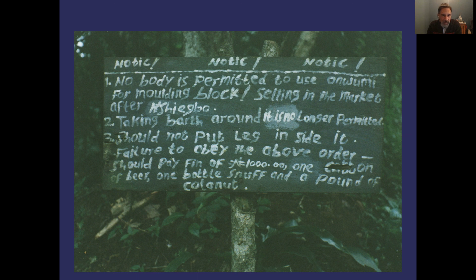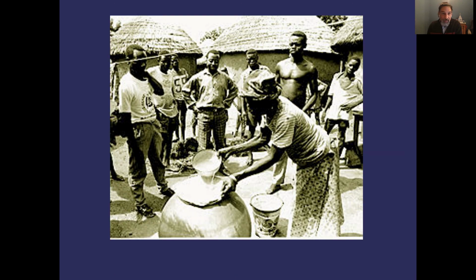Taking a bath around it is no longer permitted, and you should not put your leg inside the pond. For failure to obey the above order, you will pay a fine of 1,000 naira, which is a steep fine, plus one carton of beer, one bottle of snuff, and a pound of kola nut. So it's a very severe consequence for going into the pond or using the pond in an unauthorized way.